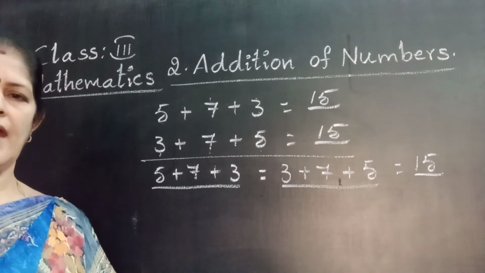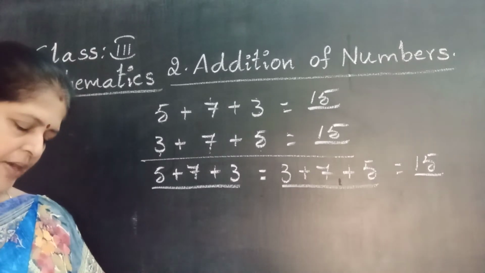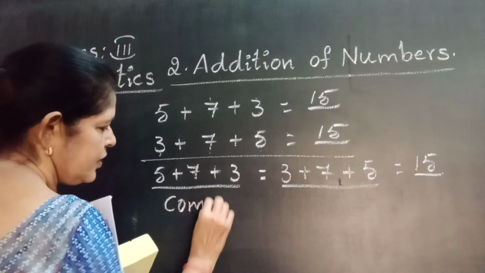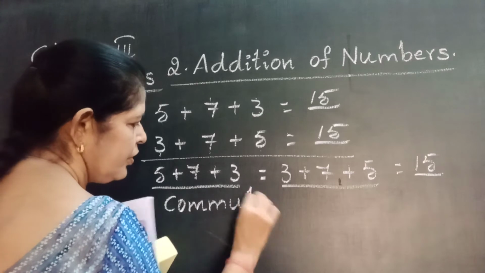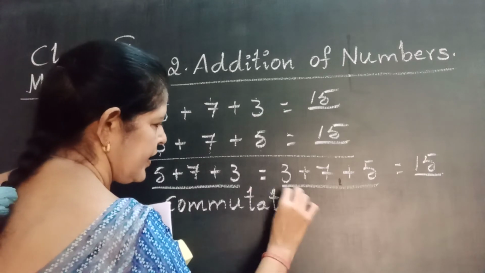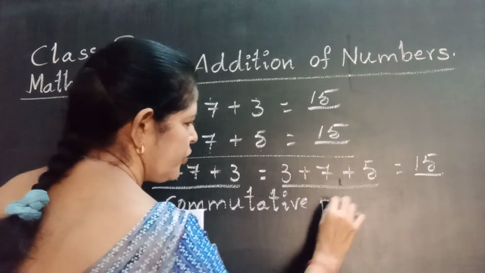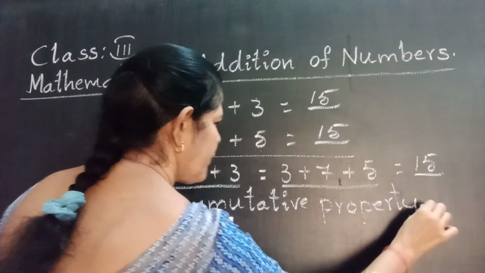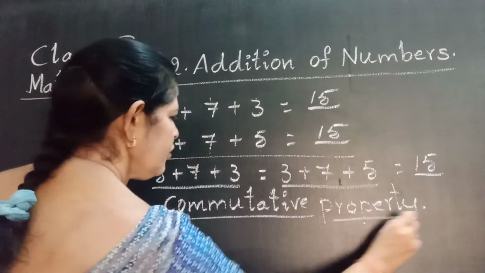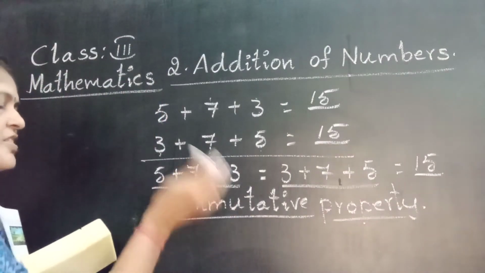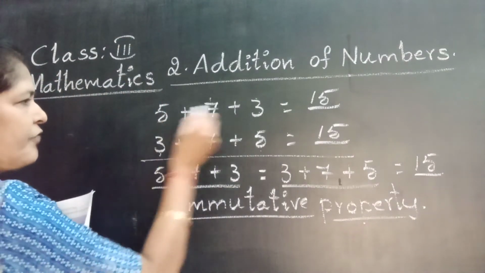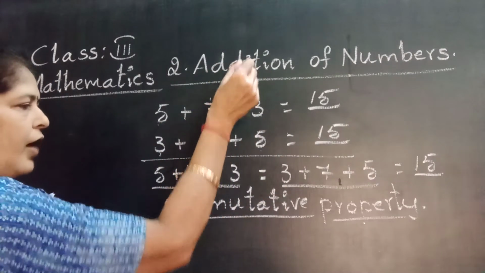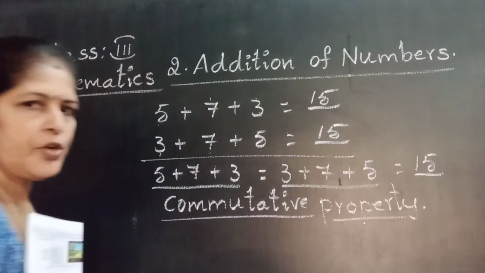This property is called commutative property of addition. What is this property? Commutative property. C-O-M-M-U-T-A-T-I-V-E. Commutative property of addition. In this property, we add the given numbers in any order. That means left to right or right to left, up to down or down to up. We get the same total.